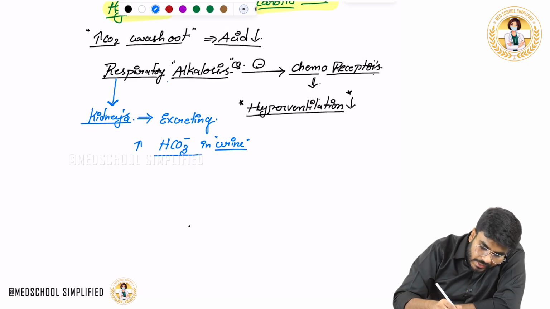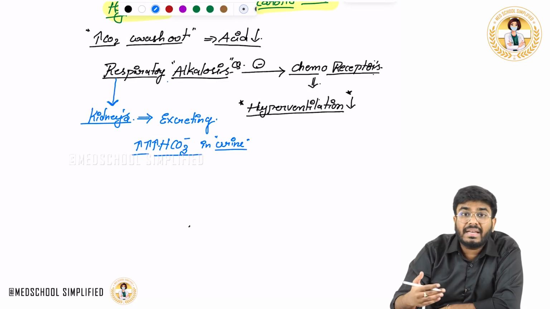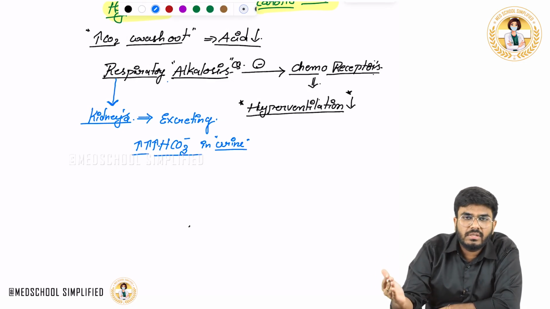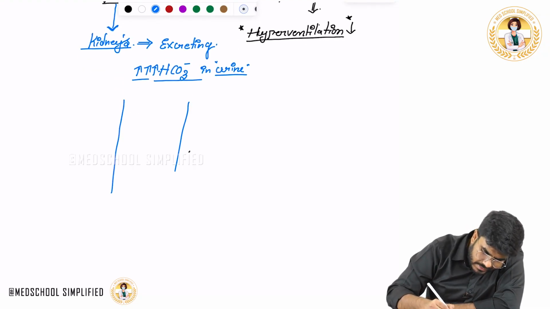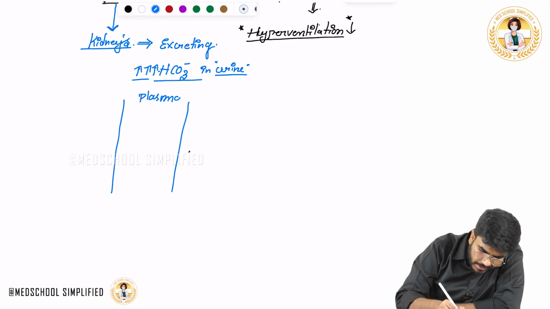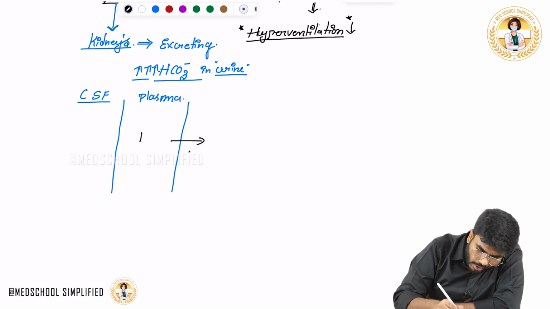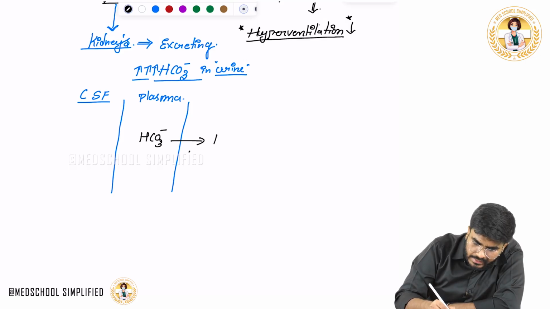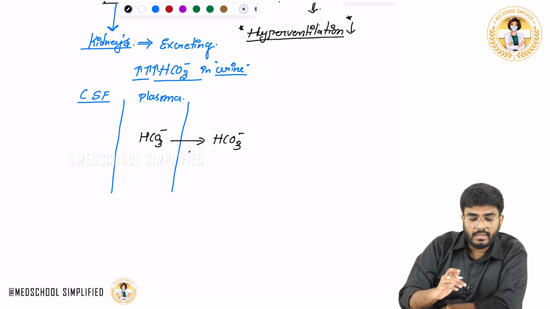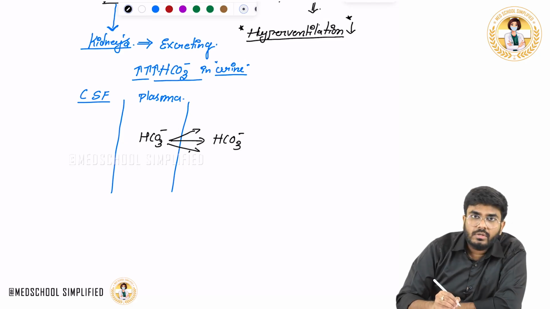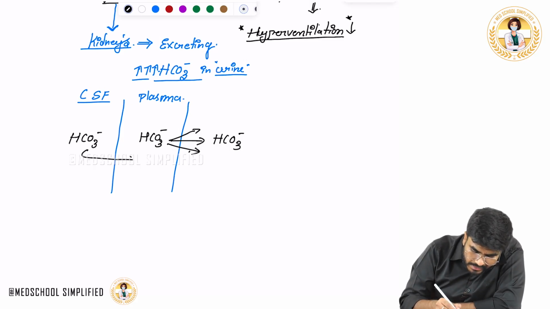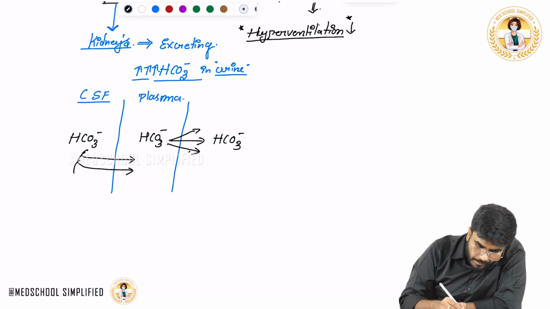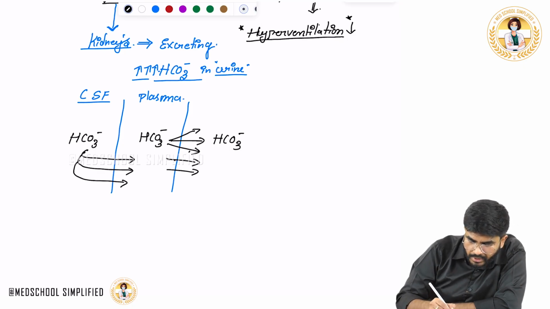Actually, your kidneys excrete even more bicarbonates than required. More and more bicarbonates are going out through the urine. So look here: let's say here is the plasma, and here is the CSF. From your plasma, the bicarbonates, HCO3 minus, are getting excreted, kicked out of the body. So the bicarbonates that were in the cerebrospinal fluid will be taken into the plasma, and ultimately they are going out of the body.